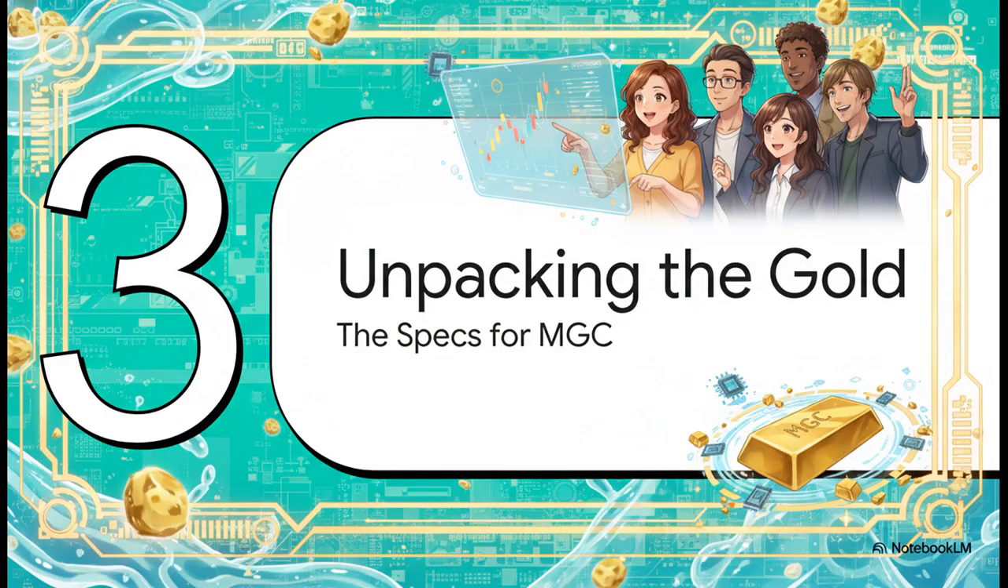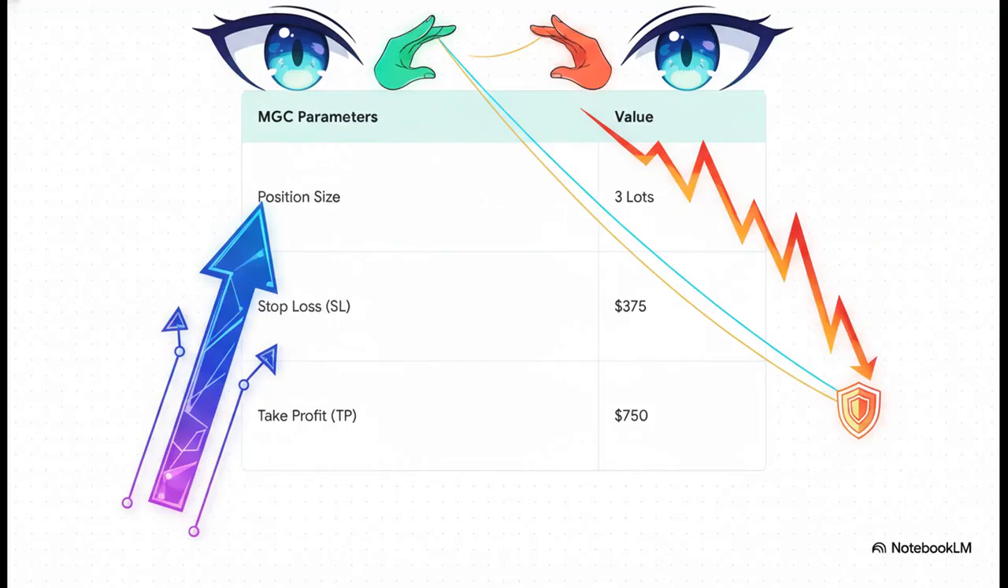Now, let's see how these same principles hold up in a completely different world. Micro Gold Futures, or MGC, which, you guessed it, tracks the price of gold. Well, this looks pretty familiar, doesn't it? We've got the same position size, 3 lots. But notice the risk and reward are a little bit higher. The stop loss is $375 and the take profit is $750. The numbers are different, but the relationship between them, that's the key.